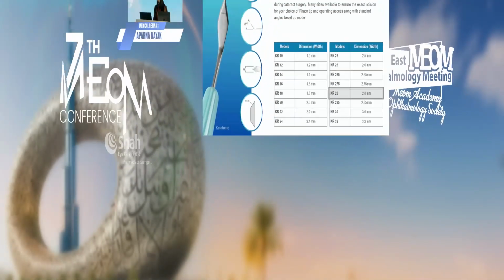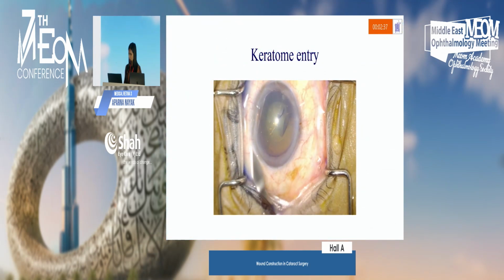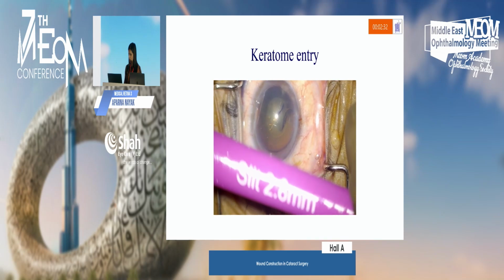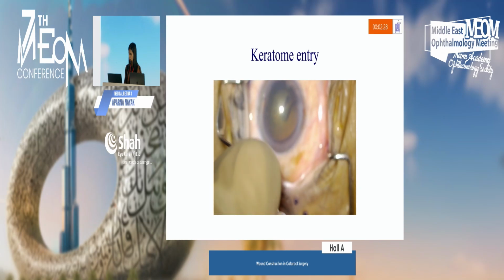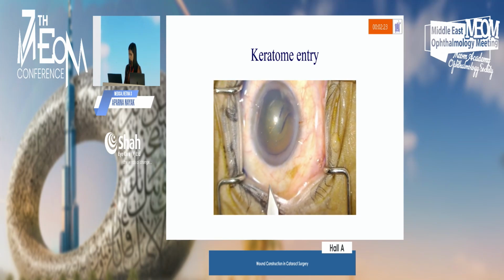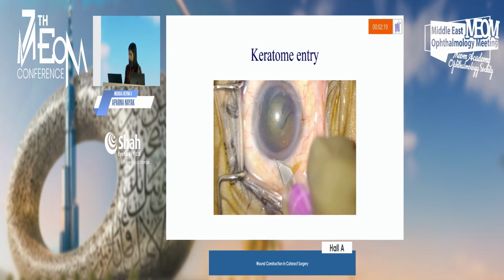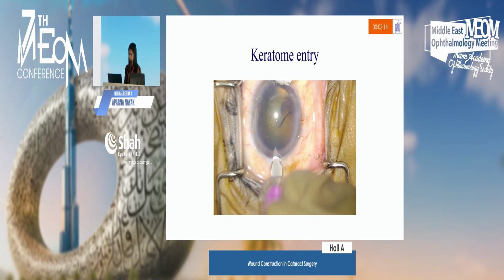Yeah. So then we have the keratome knives. One of them is a single bevel and the other a double bevel one. The one we use is KR28. So this is the video of the same. It's a 2.8 mm keratome knife. So we make the initial groove, and then we make a triplanar incision.